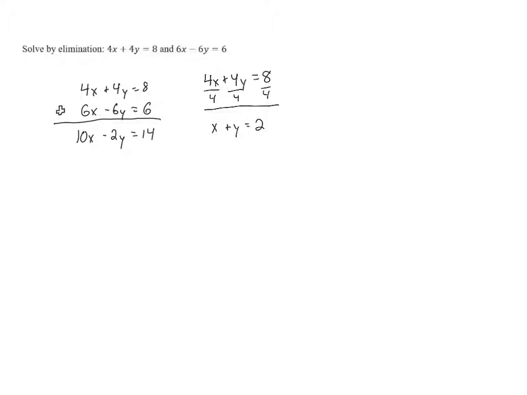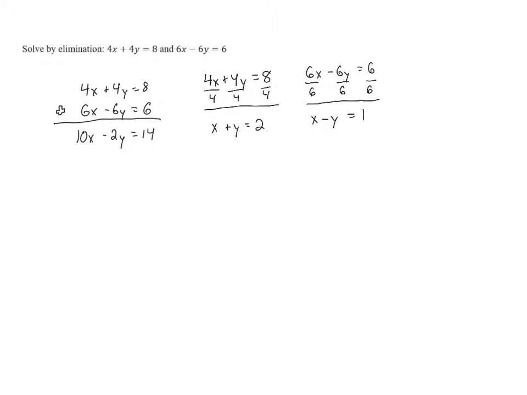Now in the other equation, we have 6x minus 6y equals 6, and we can notice here that all of the terms are divisible by 6. So we can simplify things by dividing every term on both sides by 6. This leaves us with x minus y equals 1.